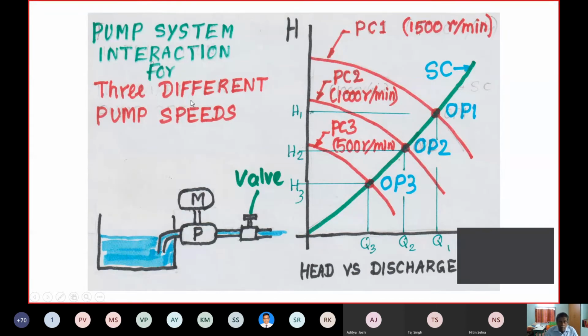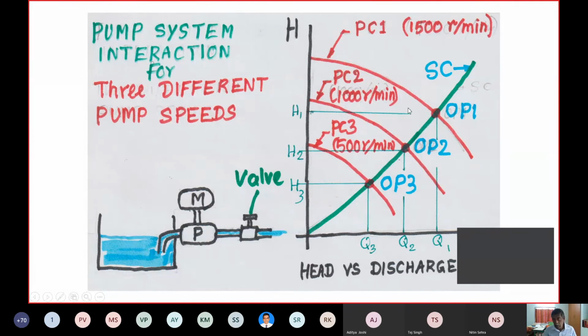Now you see pump system interaction for three different pump speeds, but a single system characteristic. The single system characteristic is indicated by the green line, and you have three pump characteristics denoted by the three red lines. The top one is the pump characteristics 1 for 1500 RPM of the pump. The next one is for 1000 RPM. The next one is for 500 RPM.